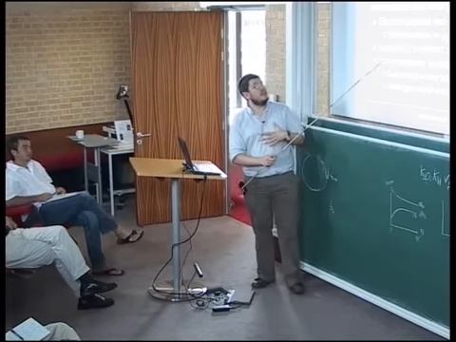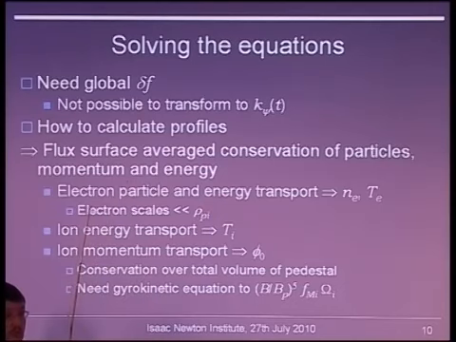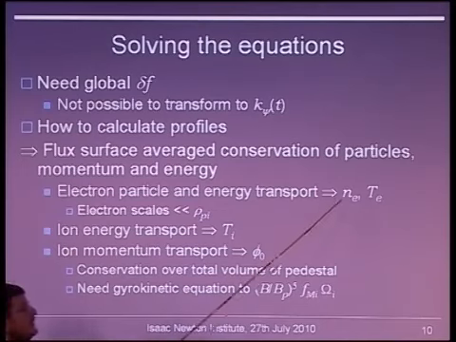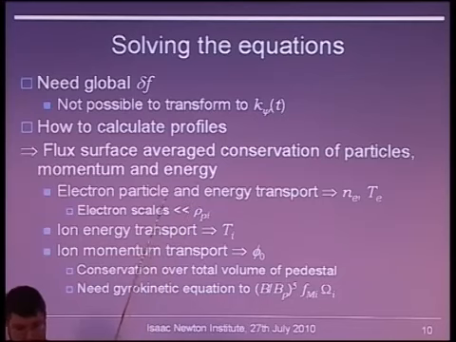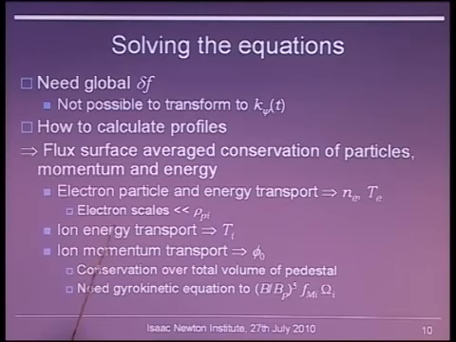The electron particle and energy transport is actually very simple, because the scales of the electrons are below rho poloidal, the poloidal gyroradius of the ions. So we could actually calculate the density and electron temperature profile within the pedestal by using this scale difference. If we use the ion energy transport and ion momentum transport, we could find actually the ion temperature and the zero for the potential. And that's because when we solve the ion momentum, we get the rotation, and from the rotation we get the relation between the potential and the ion pressure gradient.